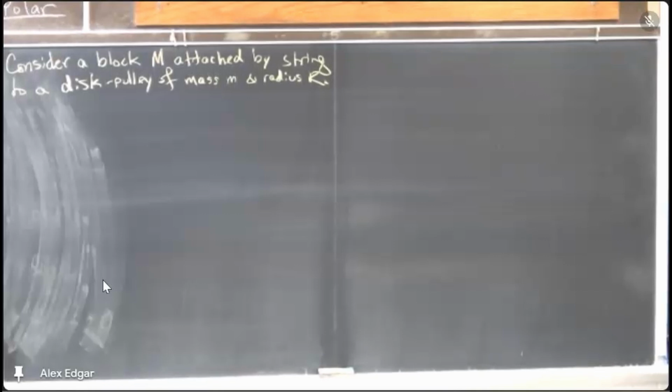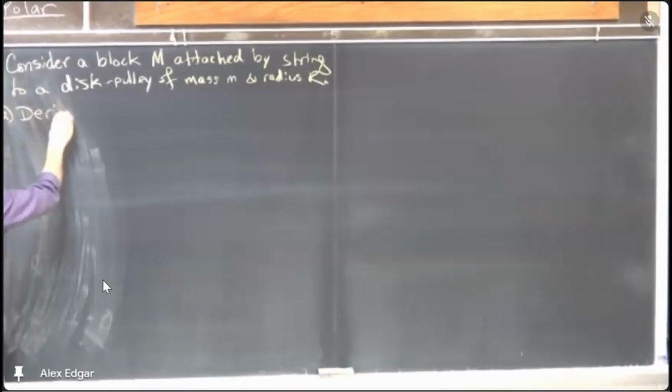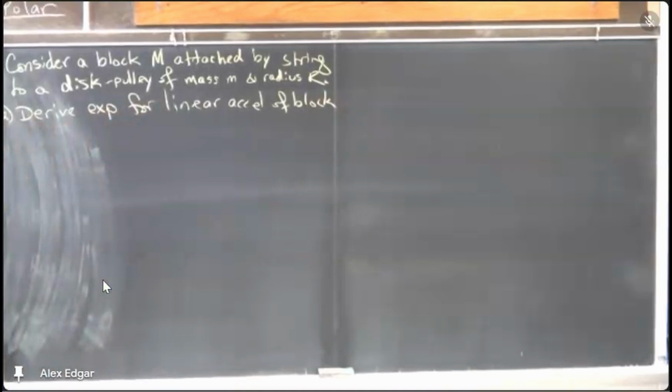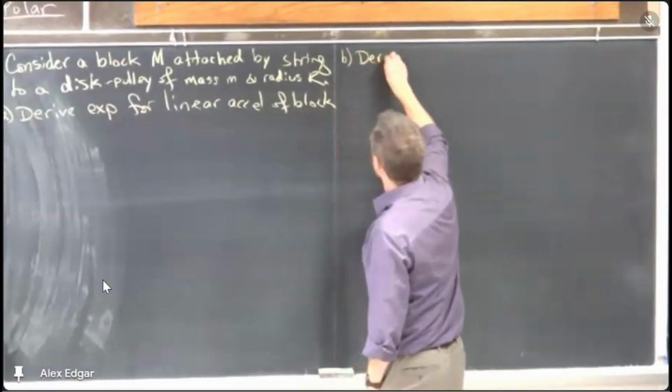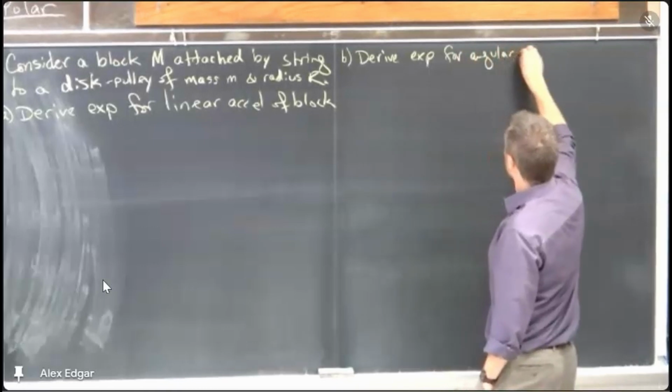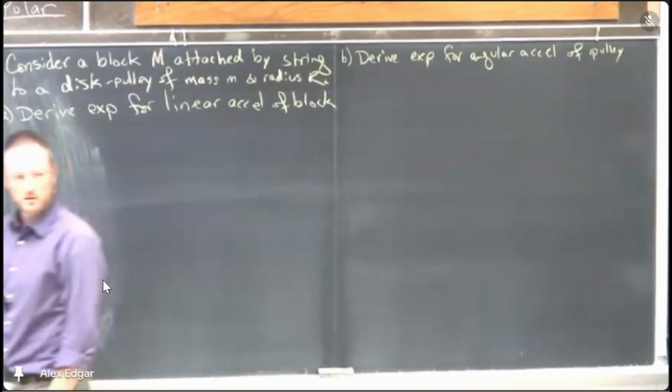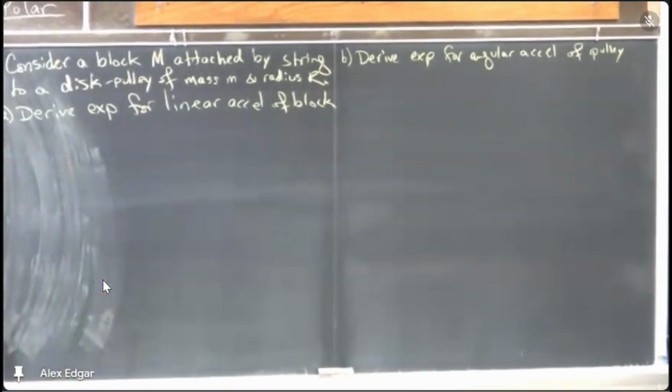So notice that this guy is going to move linearly, this guy is going to move angularly, and they are tied together by the string. Now what we're going to have is a rotational equation, a linear equation, and then we're going to have to tie them together mathematically. Derive expression for linear acceleration of a block. And that is going to be tied to, mathematically, derive expression for angular acceleration of pulley. Because they're happening at the same time.